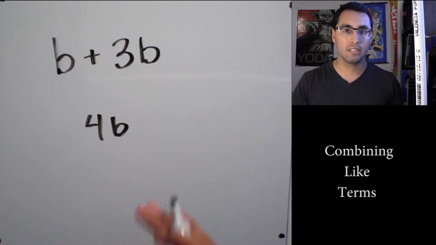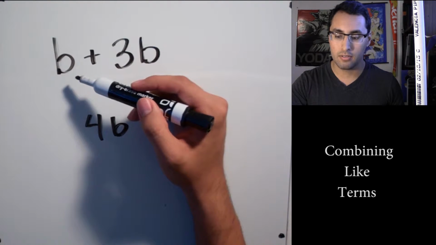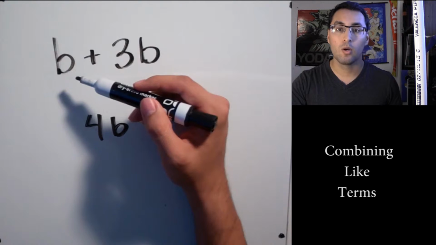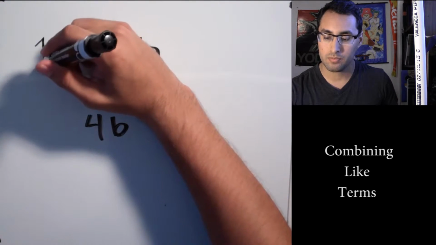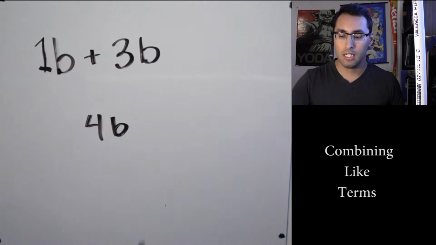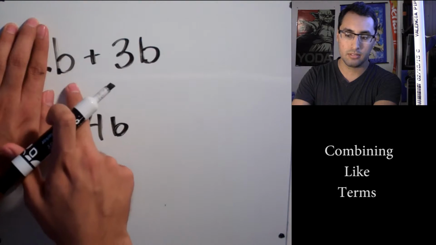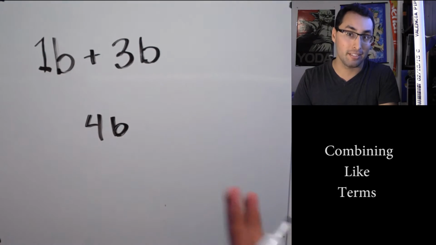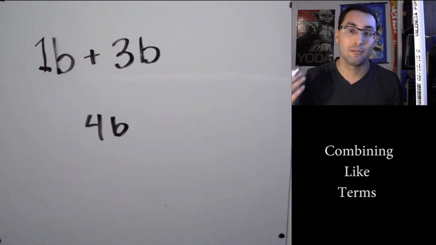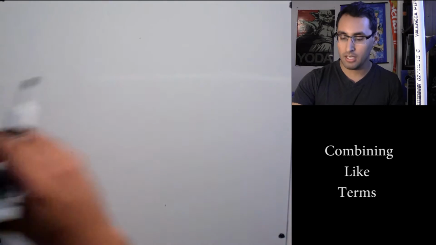Now, something I will mention is that if you never see a number in front of a variable or a letter, what is it? It's just 1. The reason it's 1 is because I'm asking myself, let me cover this up, how many b's do I have here? Well, I only see 1, so it's 1b. It's not 0b. If it was 0b, there would be nothing, right? But this is 4b. Okay, let's move on to the next one.